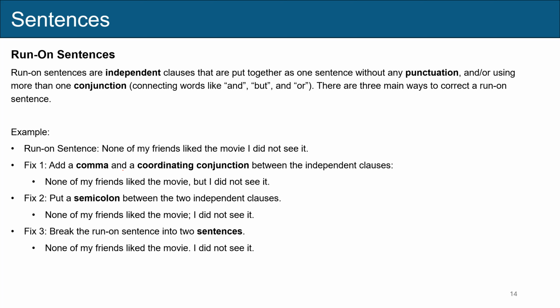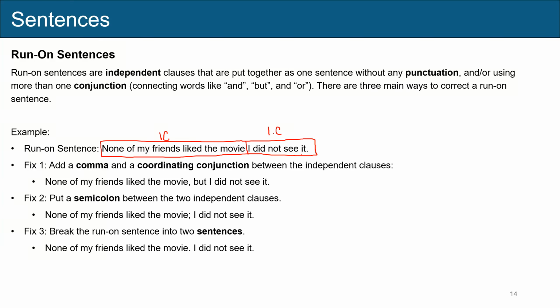So for example, we have this sentence: none of my friends liked the movie, I did not see it. This is an example of a run-on sentence because it has, in this case, two independent clauses, so two things that could be sentences by themselves. None of my friends liked the movie could be a sentence by itself. I did not see it could be a sentence by itself. They both form complete thoughts.